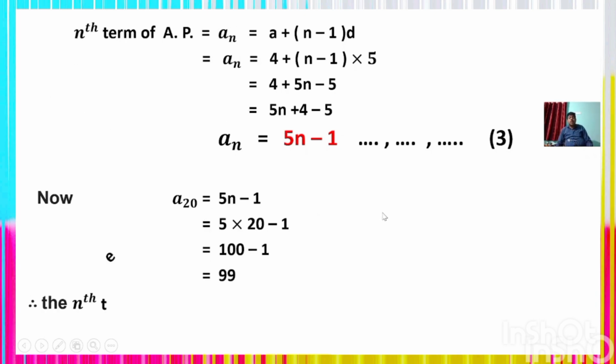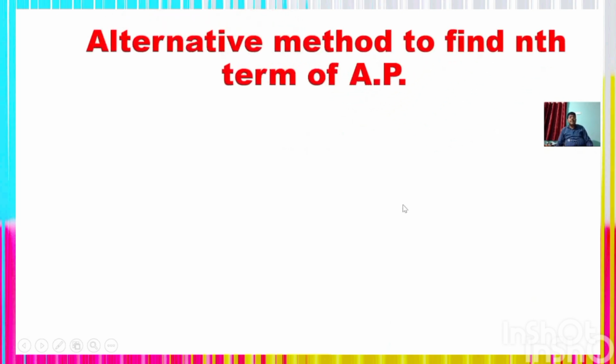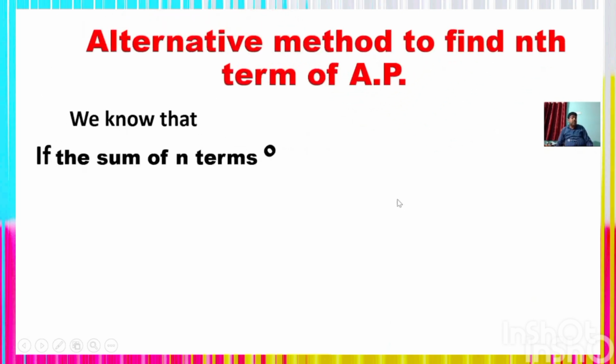Thus we get, okay, the general term of the AP is 5n minus 1 and the 20th term is what? 99. Understand? This is another alternative interesting method which I am going to explain for you for the same particular problem with a different methodology.